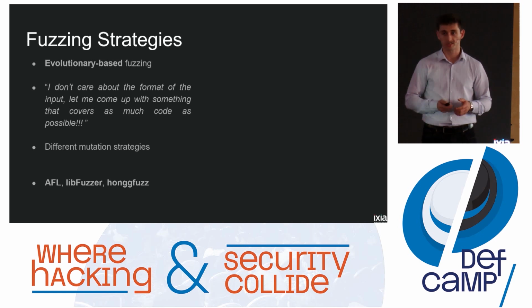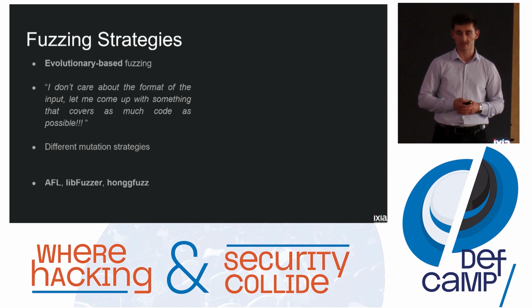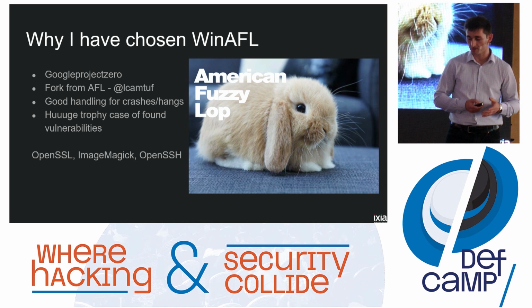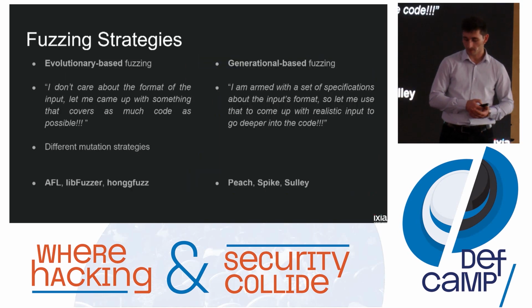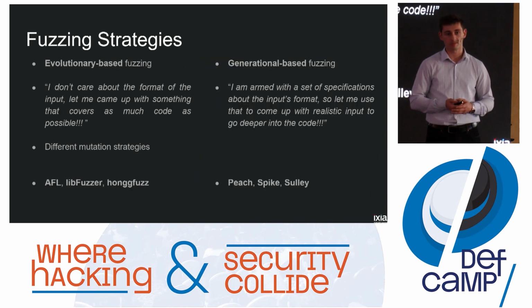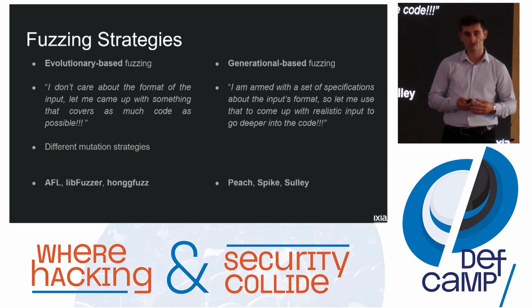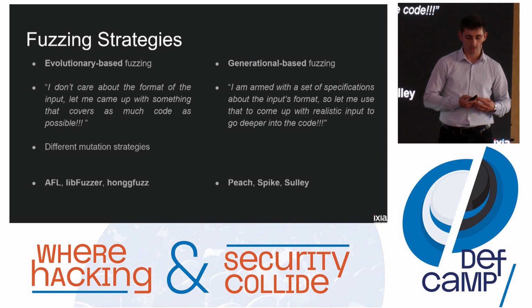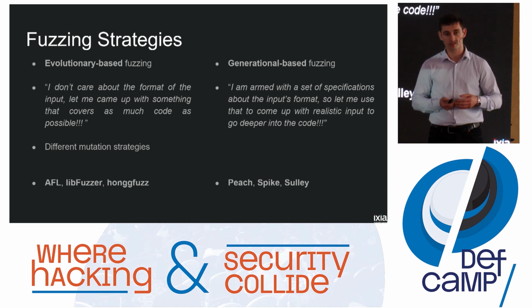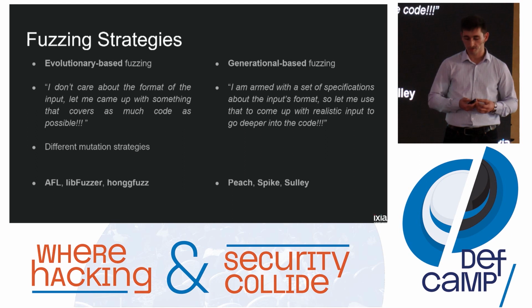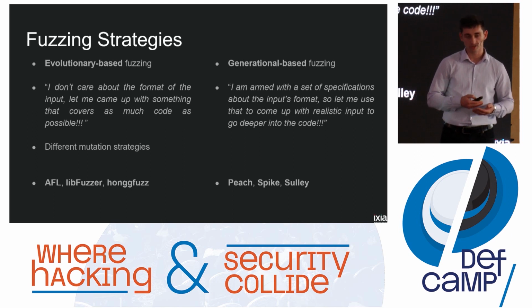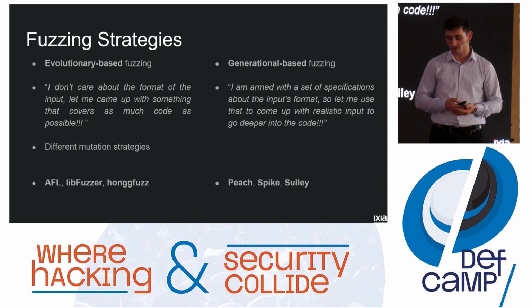There are multiple ways to classify fuzzing strategies, but the one that I like the most is evolutionary-based fuzzing versus generational-based fuzzing. Evolutionary-based fuzzing is about using genetic algorithms in order to create a better code coverage. So you're hoping that the genetic algorithm will use mutation strategies, and those mutation strategies will lead to better coverage.